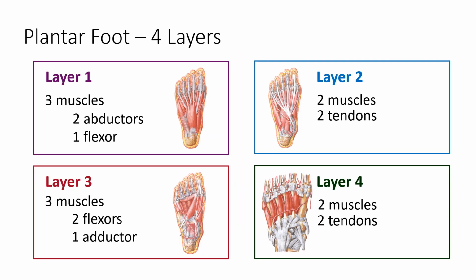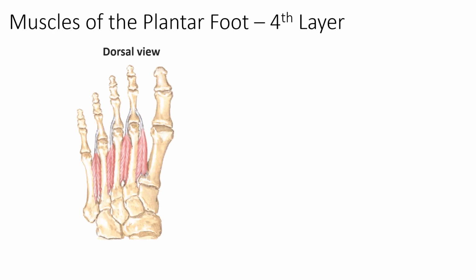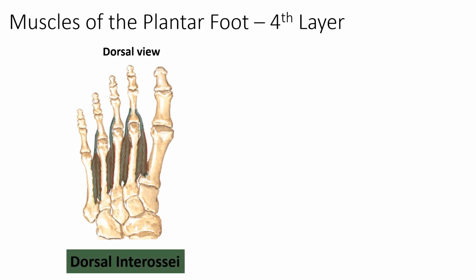All right, now we're at that very last layer of the foot where we have two muscles and two tendons. If you haven't figured it out by now, the lower limb is just the upper limb turned over. So when we get to that fourth layer of the foot, it's not that much different than the deep layer of the hand. If we look at the foot from a dorsal view, we can see our dorsal interossei.